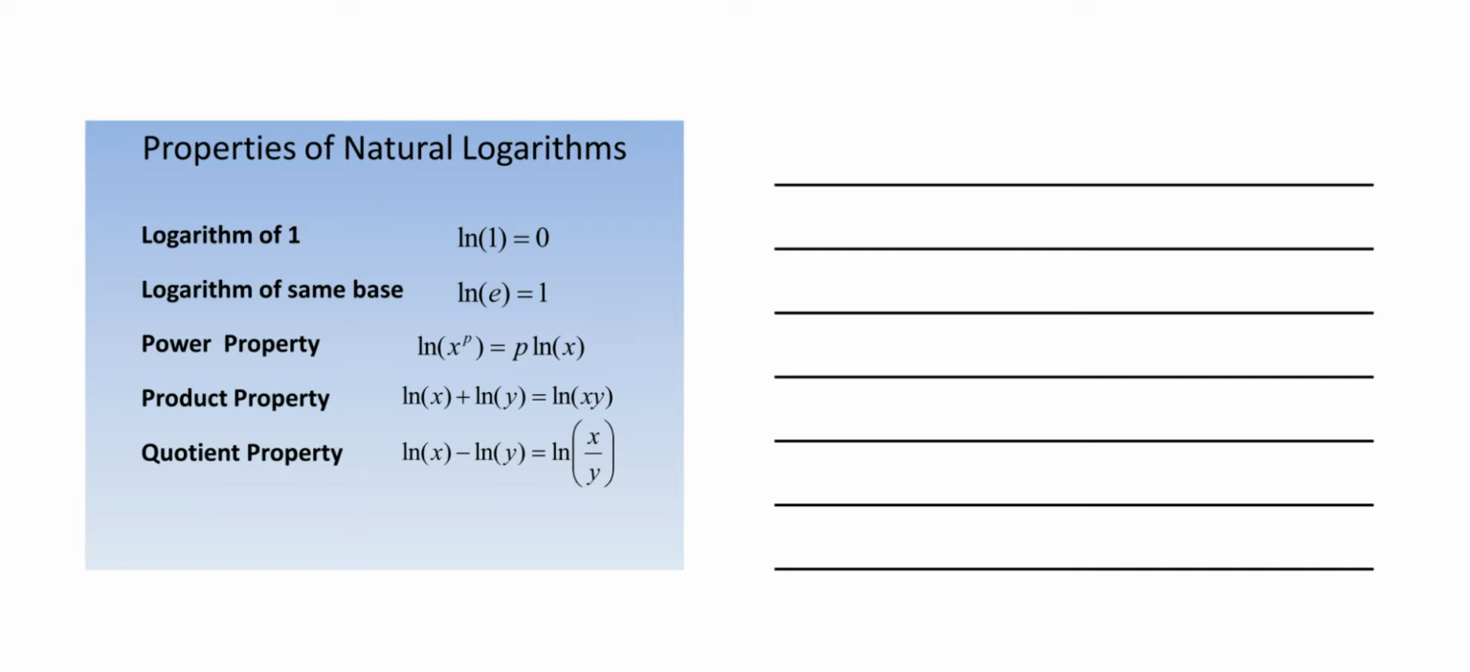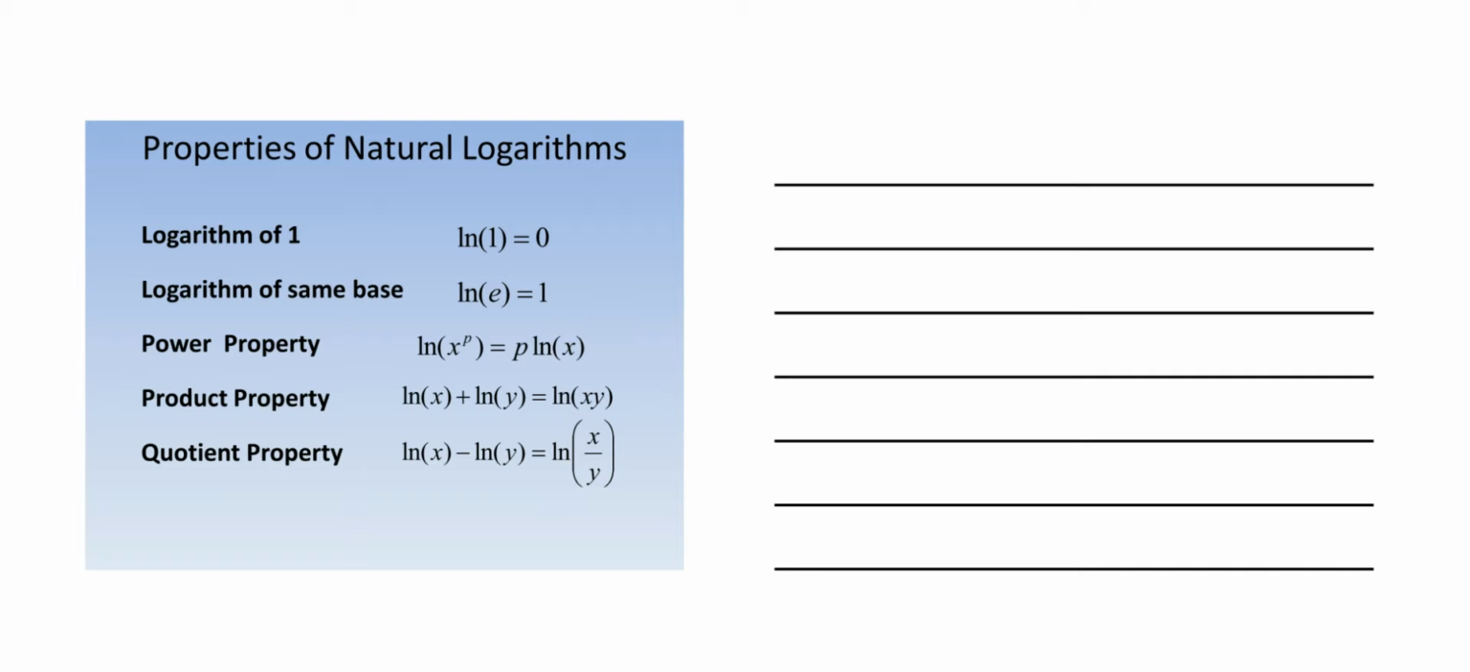Properties of natural logarithms. Notice that our properties are pretty similar or identical to the log properties. Not a huge difference between them, other than we are using base e, so we call them ln instead. Logarithm of 1: if you have ln of 1, well, by definition, it is 0. The only thing that can give you a 1 would be a 0.